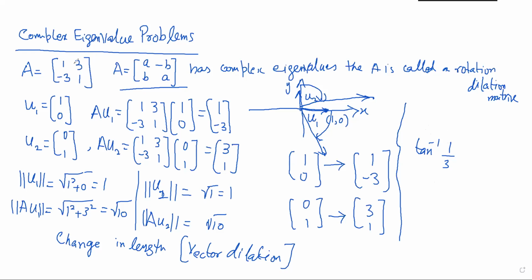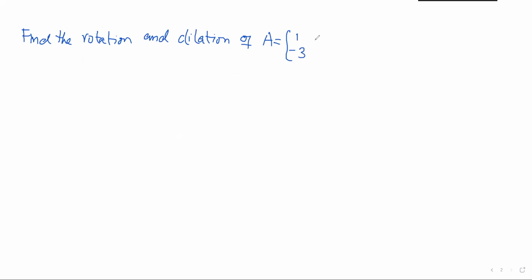So in this way, then we can find the rotation, okay. So therefore, as a formula, if we have been asked to find the rotation and dilation, okay, find the rotation and dilation of this matrix A: 1 minus 3 3 1.